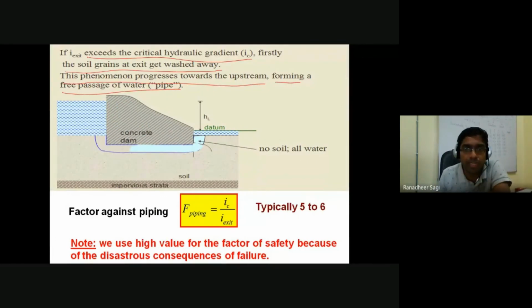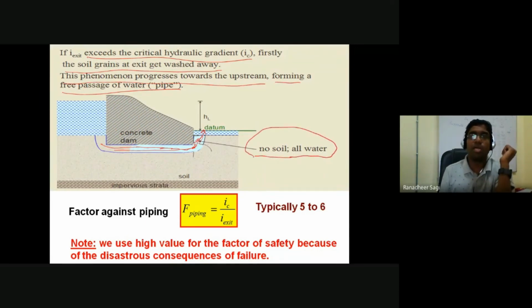Look here, all the soil grains existing in this particular region are completely carried away with the water, and ultimately this results in a void path of relatively larger size. There is no more soil that would remain there. What you will simply have in that complete region is only water. Such a failure is what we call piping failure. Okay, so this phenomenon of failure is nothing but what we call piping.